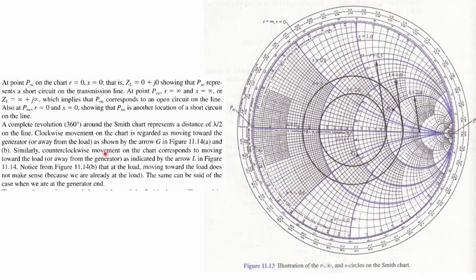Some more points: if you are moving clockwise on this Smith chart, you will move towards the generator. Similarly, if you are moving anti-clockwise, you will be moving towards the load. Mostly we will move towards the generator, that is clockwise. How we move clockwise, we'll see in some questions.